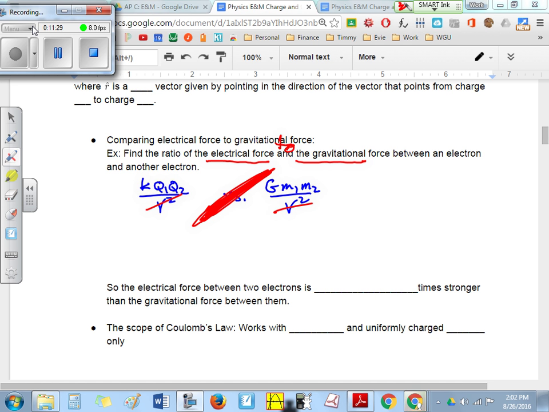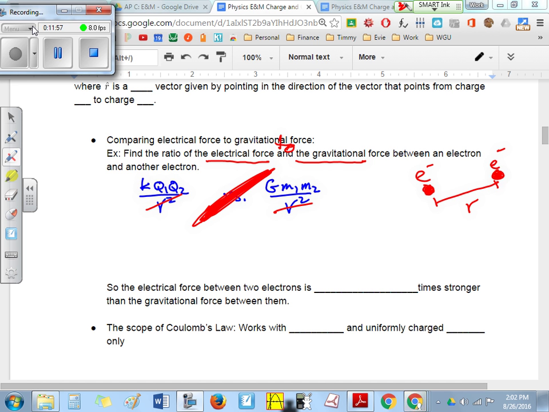The distance between the centers of the electrons, it doesn't matter if you're measuring gravitational force or electrical force, the two electrons, we'll call E minus and E minus, whether you're thinking about how massive they are and how far apart they are, or whether you're thinking of how charged they are and how far apart they are, either way it's the same distance apart. So that R is the same R.